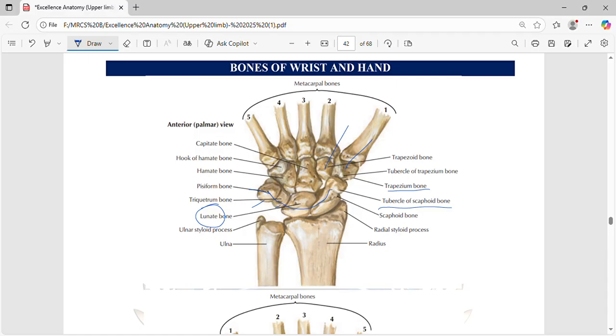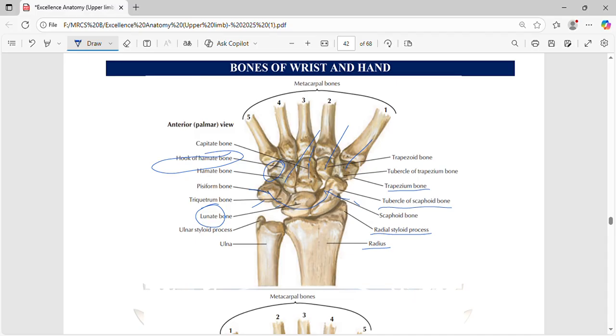this is the trapezoid, and this is the capitate, and then we have the hamate, and this is the famous hook of hamate. Here we have the radius, the radial styloid process, and this is the scaphoid, and this is the tubercle of the scaphoid, and this is the waist of the scaphoid. Most commonly it fractures here.